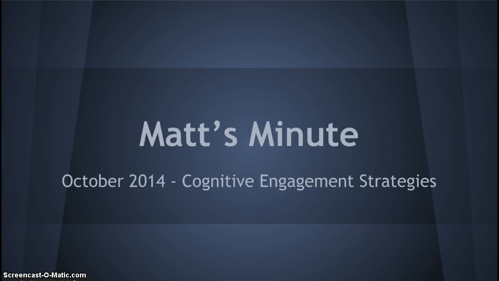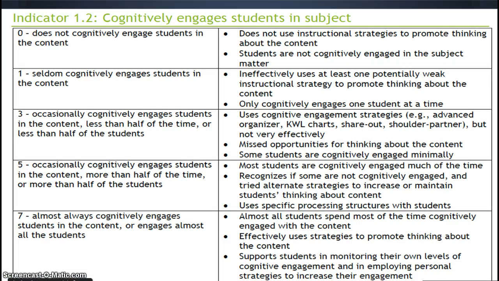Today's focus is on cognitive engagement strategies. Our indicator 1.2 discusses the ability to cognitively engage students in the subject matter. You can see on the rubric there are a variety of look-fors on the right, but we're focusing on the amount of students that are engaged, or the amount of time that students are cognitively engaged.